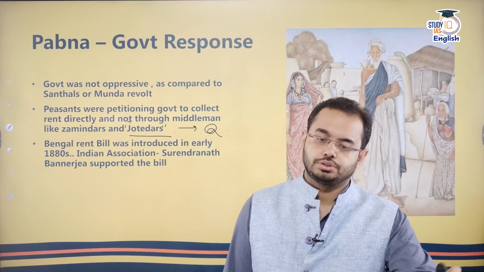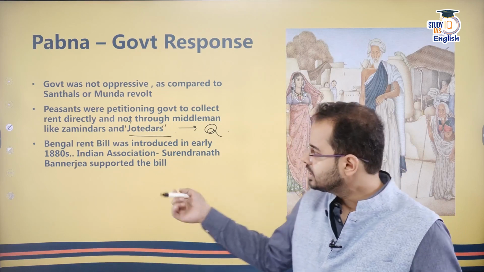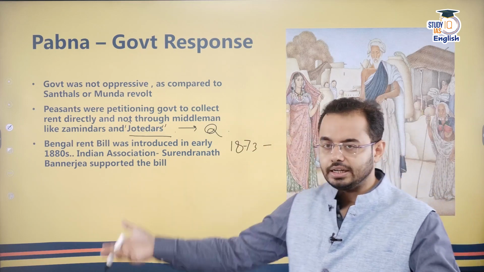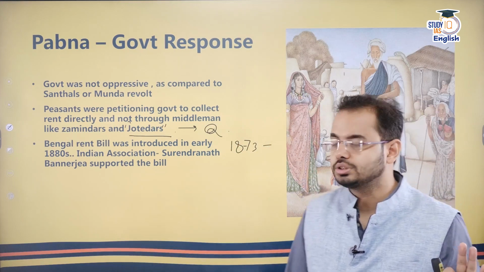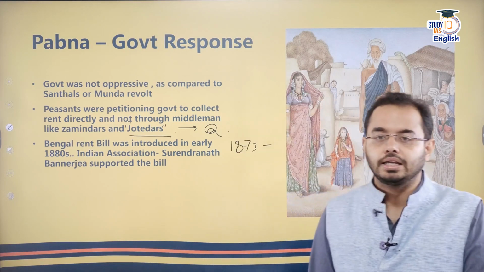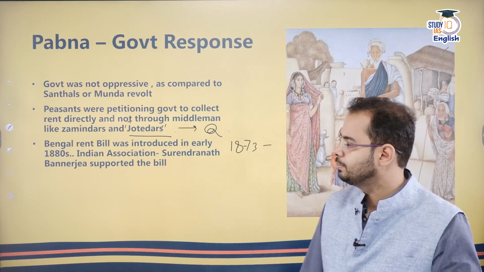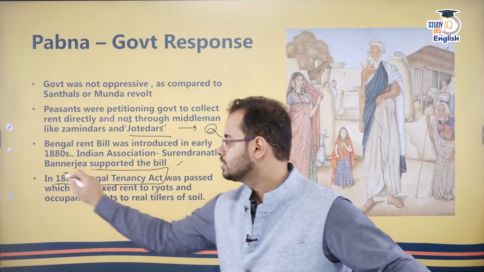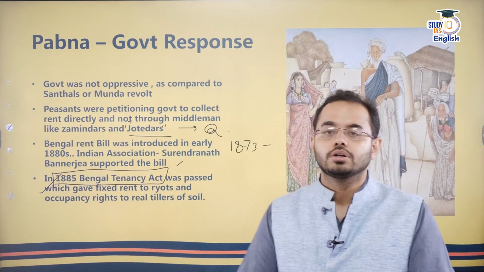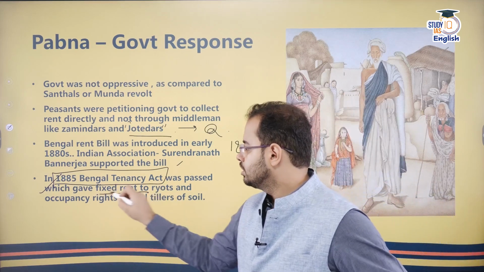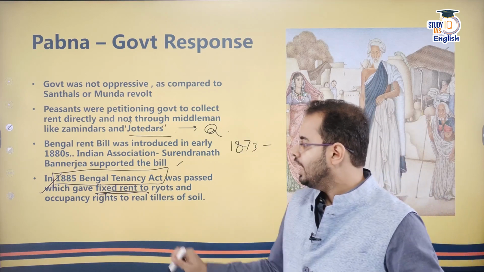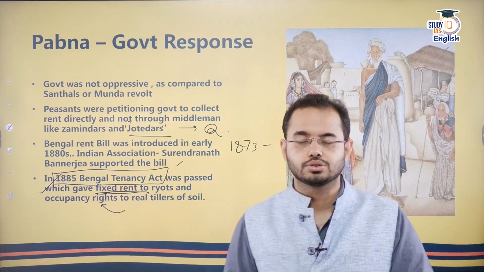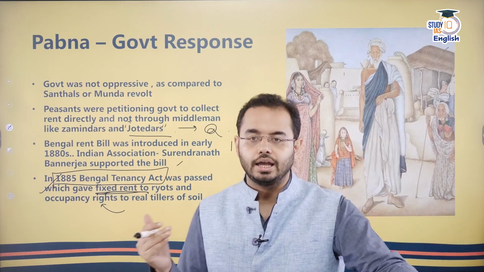Now, the Bengal Rent Bill was introduced in the early 1880s because of this revolt. Basically, the revolt started in 1873 and it spread all over eastern Bengal and the Bengal region as such. But in the early 1880s, the British government introduced a Bengal Rent Bill, which was even supported by the Indian Association, a political group at that point of time led by Surendranath Banerjee. So he supported the bill. Later on, in 1885, the Bengal Tenancy Act was passed, which gave peasants a fixed rent. The peasants' rents were fixed now, and they were also given some form of occupancy rights, to the real tenants of the soil, the real tillers of the soil. So this was considered as one of the victories of the Pabna agriculturists.